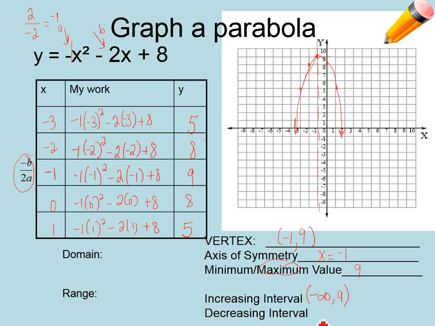My decreasing interval then is going to start at 9, and it's going to decrease all the way until positive infinity. Okay? And then my domain, like all the other graphs we've worked with so far, is x such that x equals all real values. The range is y such that y, it's not greater than now because it's a maximum value, so the highest it can be is 9, so it's everything 9 and below. So it's less than or equal to 9, just like we did with V's.